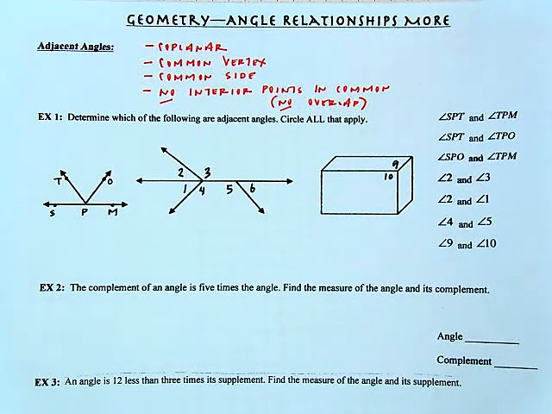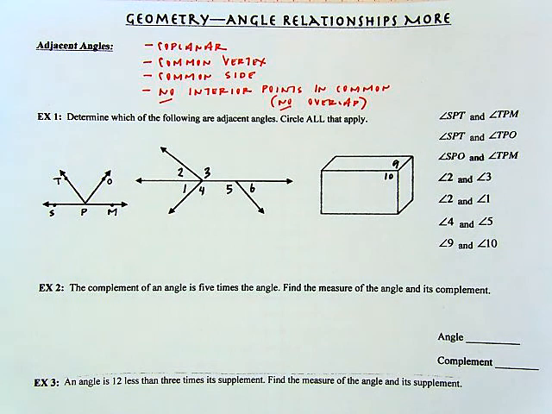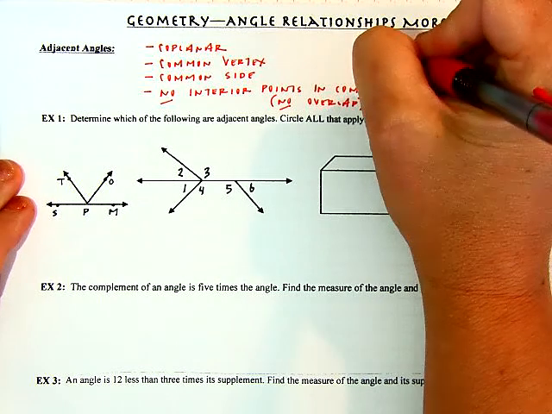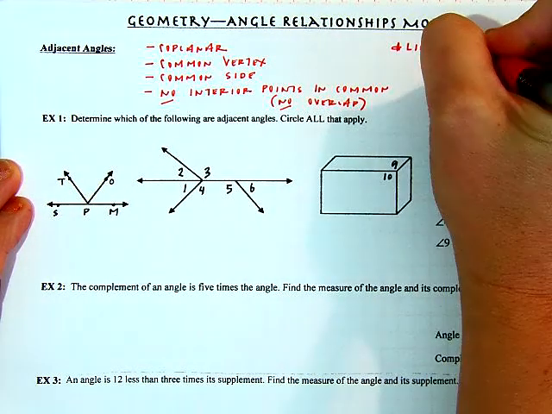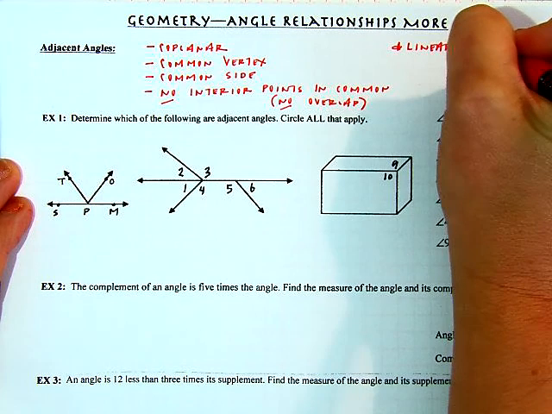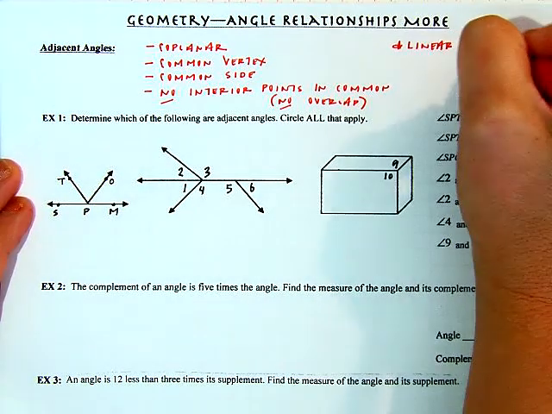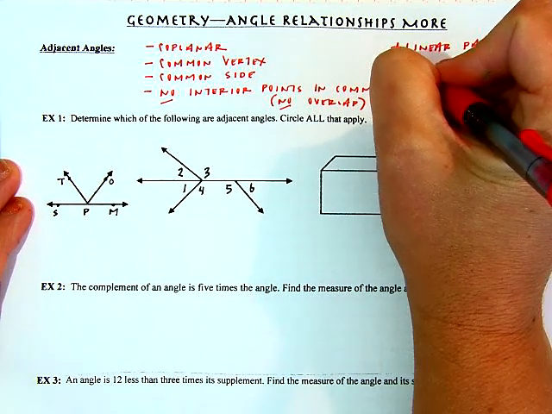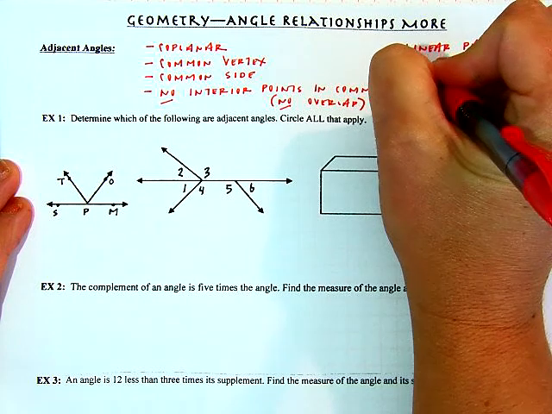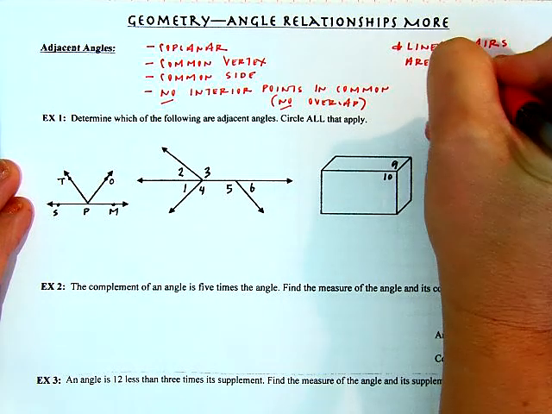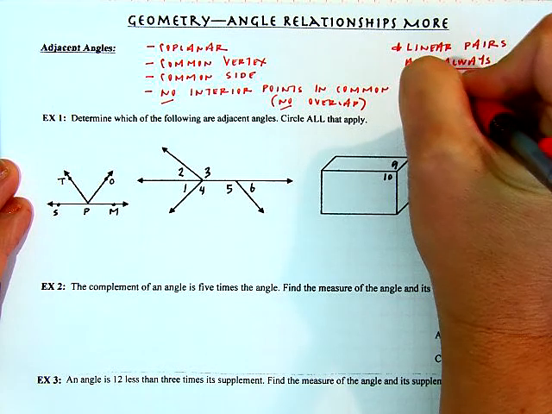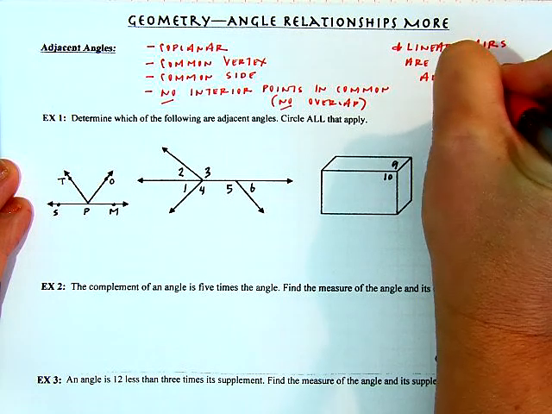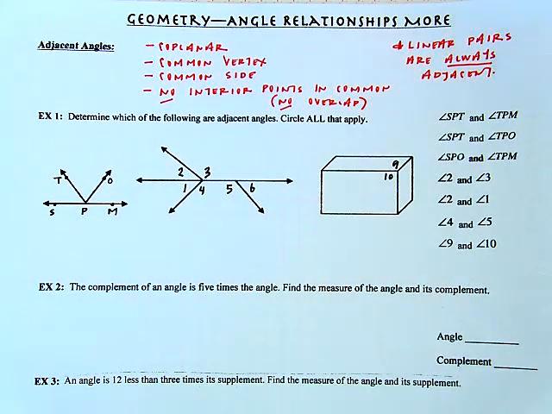One other thing to tuck in right here is that linear pairs are always adjacent angles. Anytime we see a linear pair, we know it's also classified as adjacent. So linear pairs are always adjacent.